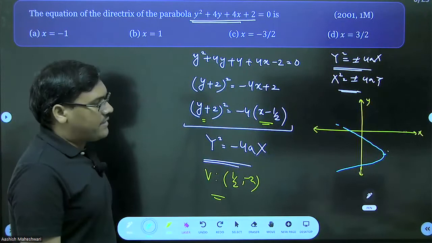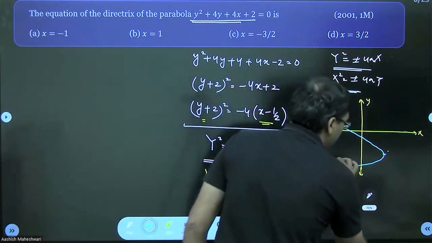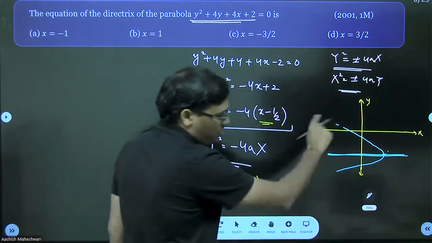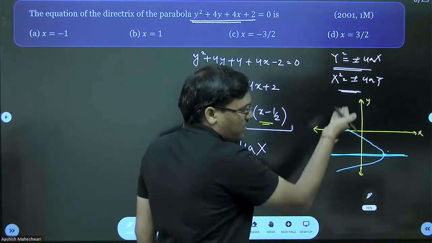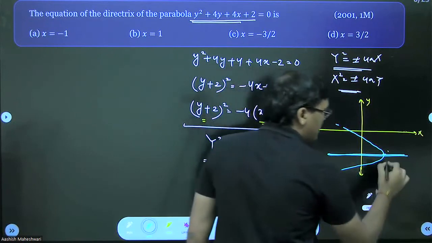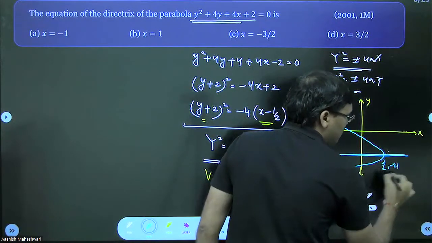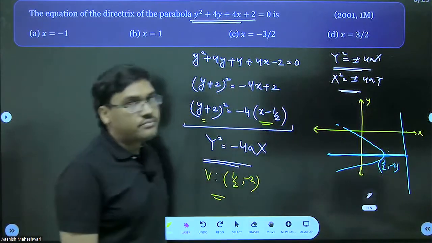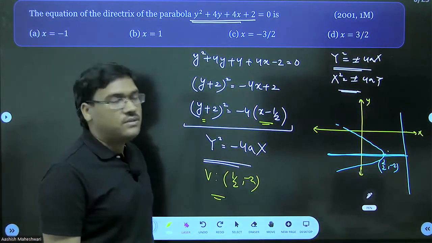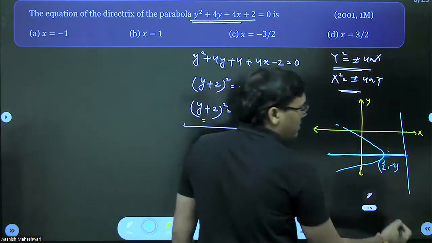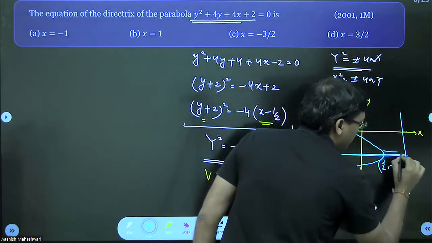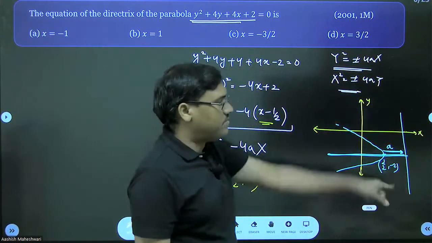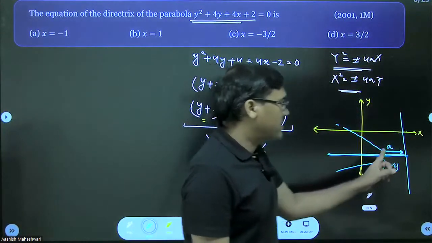Now we have to find the directrix of this. You can clearly see this will be the axis of this parabola. This is a horizontal parabola. Its axis will be parallel to the x-axis. This is (1/2, minus 2). Can we say the directrix will be something like this? Because it will be perpendicular to the axis. Now, if this is the directrix, we know the directrix is at a distance of a units from the vertex. Correct?